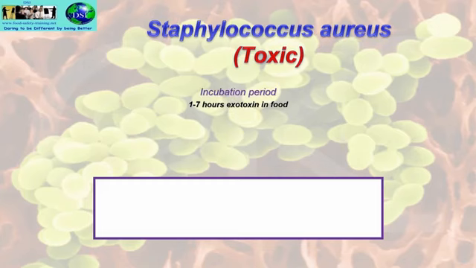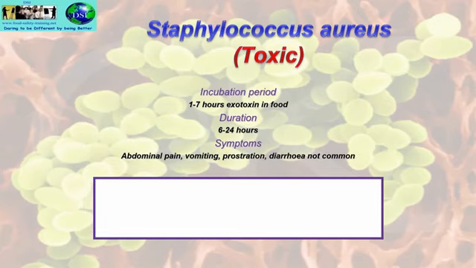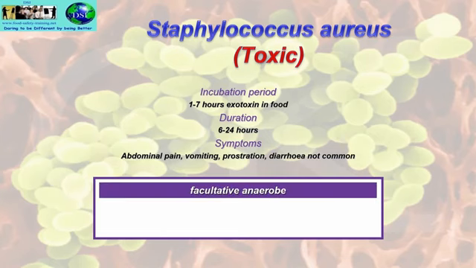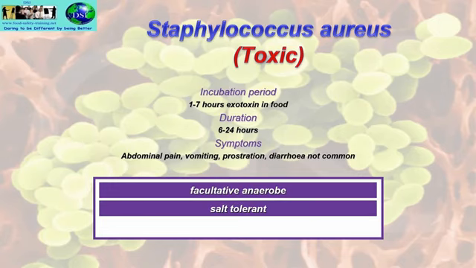The incubation period is 1 to 7 hours, and there's an exotoxin produced in the food. Duration of the illness, 6 to 24 hours. Symptoms include abdominal pain, vomiting, prostration, but diarrhea is not common. So if you like, this bacteria affects the top end of the body rather than the bottom end. It's a facultative anaerobe, so can live with or without oxygen. It's salt tolerant. Another word for that is a halophile.